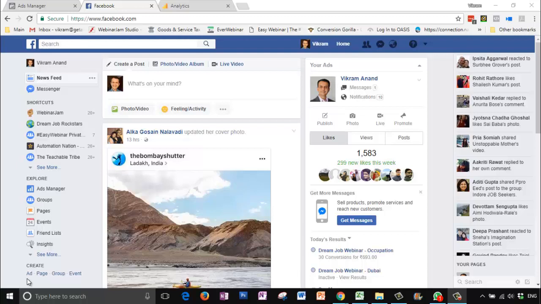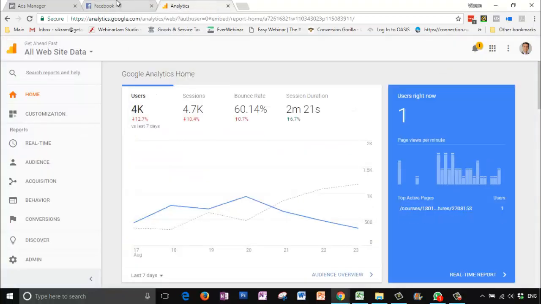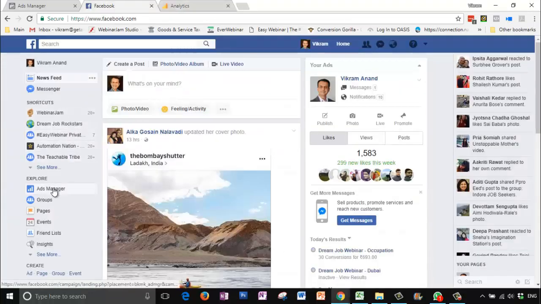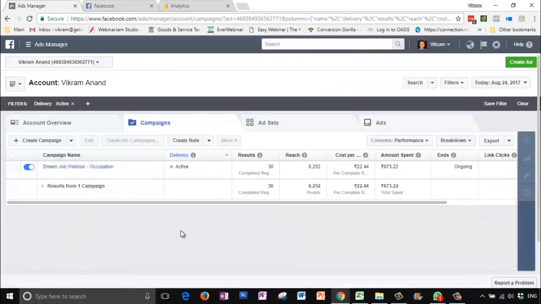Now, the metrics that we will discuss in today's class will come from the Ads Manager and from your page as well as from Google Analytics. Now, let's go to the Ads Manager first. And I've opened it up here. I have a campaign which is currently ongoing. And every day I come and take a look at how this campaign is performing.